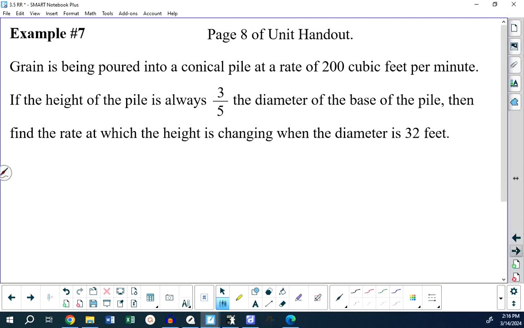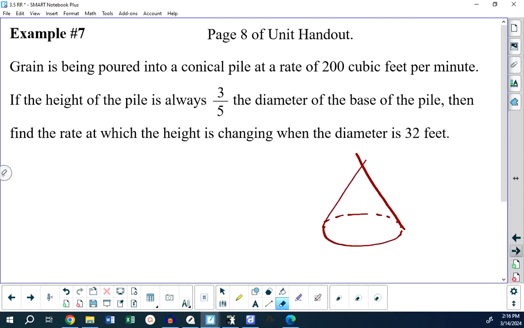So now I believe this is on page 8 and we're at example 7 now. So grain is being poured into a conical pile. There's an auger that's pulling grain out of a bin or something, and it's going onto the ground in a pile in the shape of a cone. We're all familiar with the shape of a cone. It has a circular base. It looks like that, right?